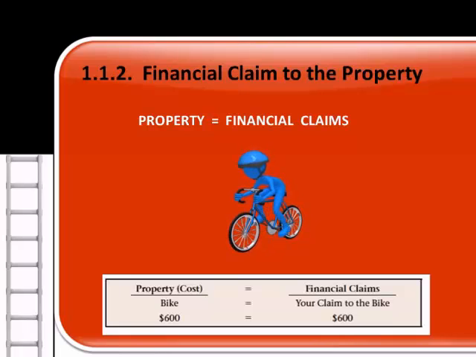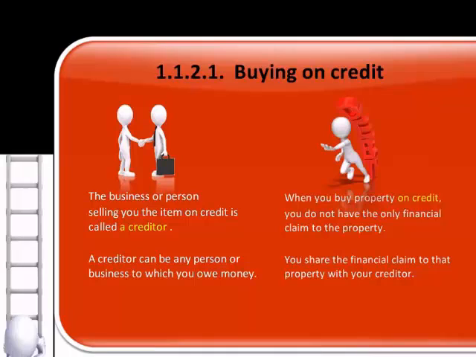This relationship between property and financial claims is shown in the following equation. Property equals financial claims. When you buy property with cash, you acquire all of the financial claims to that property at the time of purchase. Now we come to buying on credit.